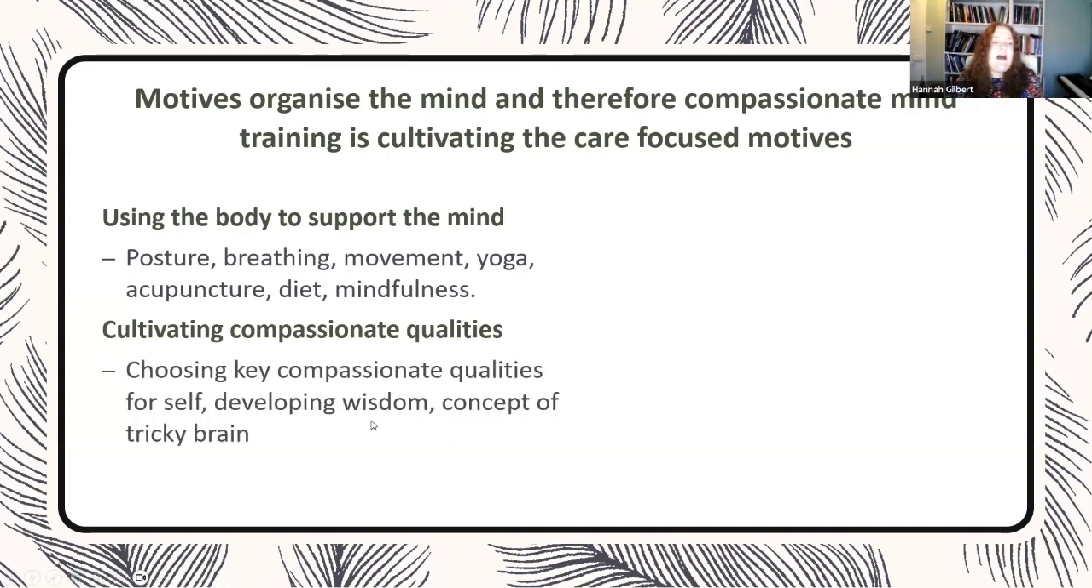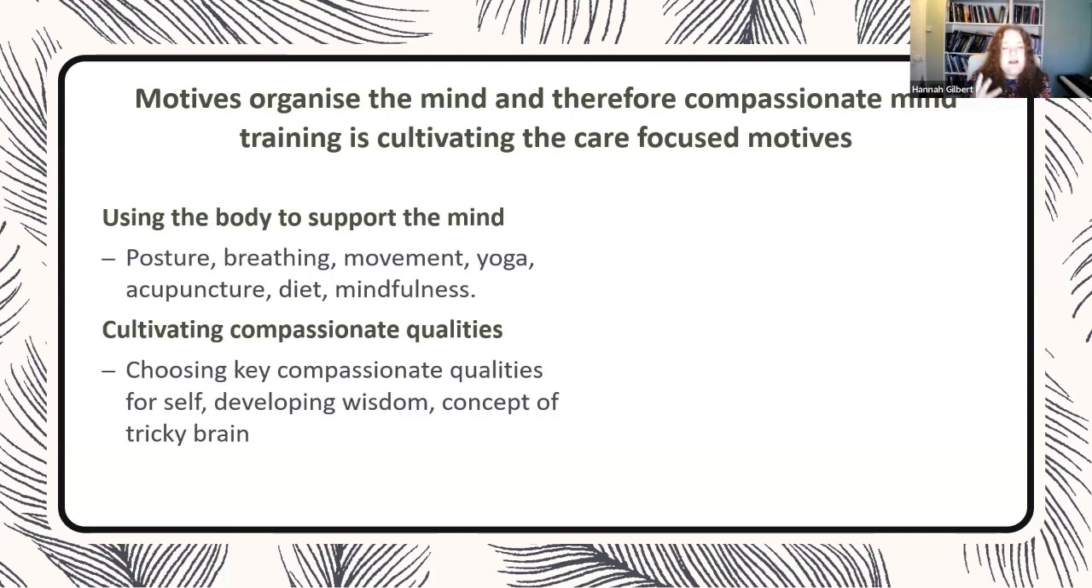There's also thinking about how we might cultivate particular compassionate qualities. So, what are the key compassionate qualities that you would like to have for yourself? What are the things that you would like to work towards? Again, understanding that we've got tricky brains that we've got to work with. This is not our fault. We didn't design them. If we had, we might have designed them very differently. But we have to work with what we've got.